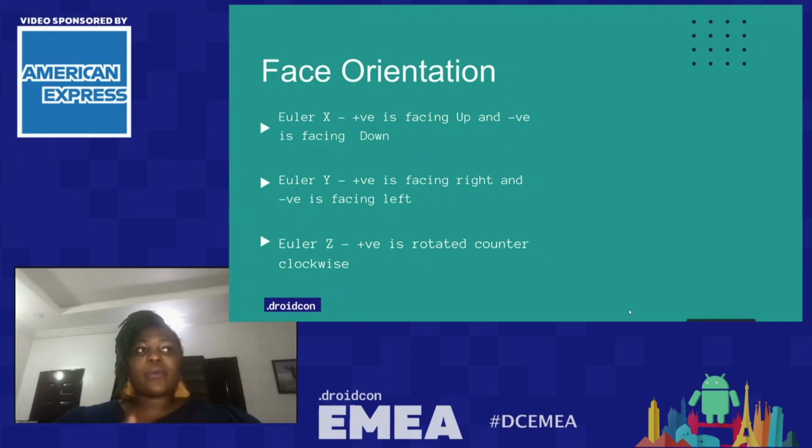And for the Y, it lets you know if the face is facing right or left. It's positive if the face is facing the right relative to the camera in this case, and negative when the face is facing the left. Then we have the Euler Z, and it lets you know the rotation angle or direction of that face. It's positive when it's rotated counterclockwise, and negative the other way around.